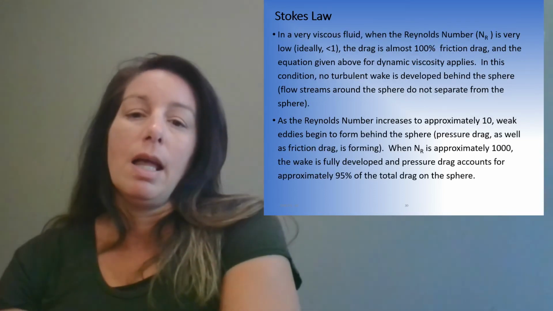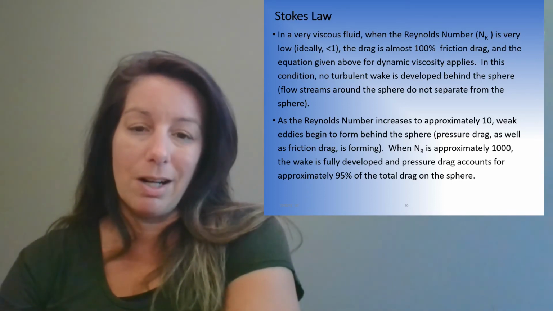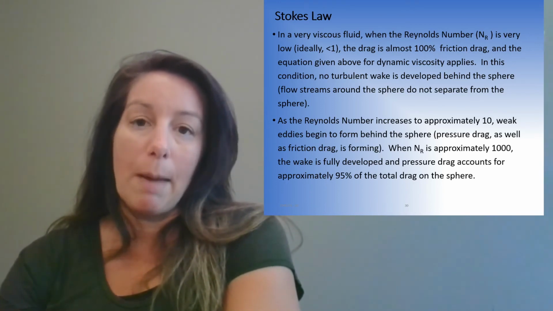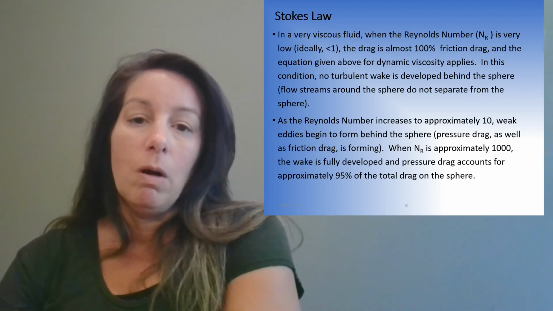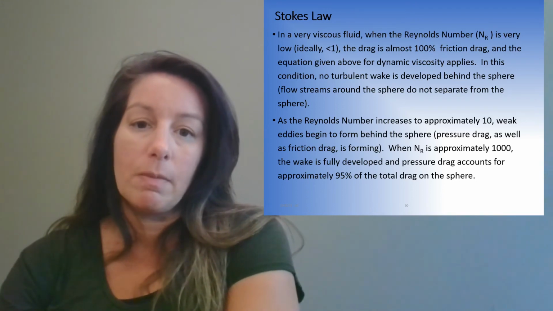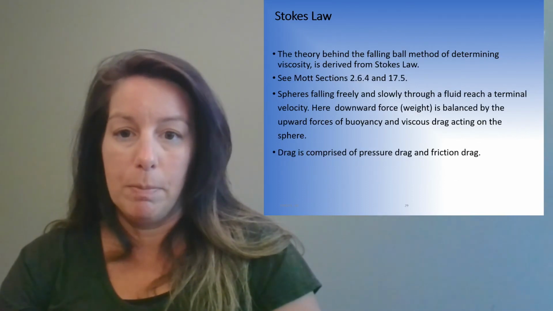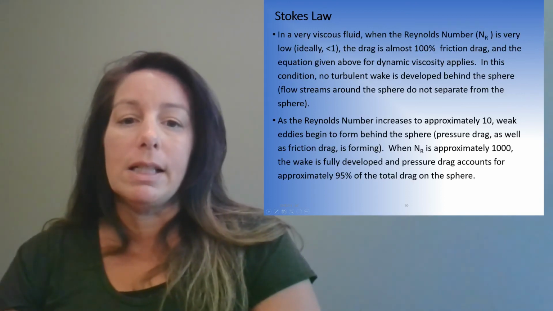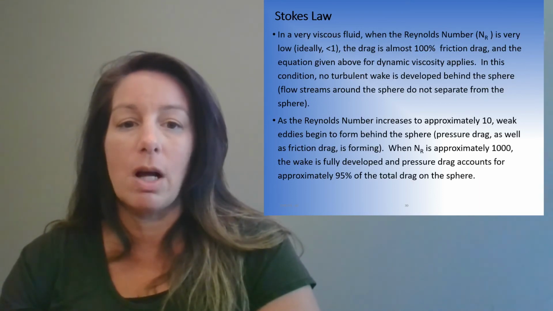So Stokes' law. In very viscous fluids, when the Reynolds number, which we're going to go into later, and for now it's denoted as capital N with a subscript capital R, is very low, ideally less than 1, the drag is almost 100% friction drag. So the equation given above for the dynamic viscosity applies. In this condition, no turbulent wake is developed behind the sphere, so flow streams around the sphere do not separate. So what does this mean?